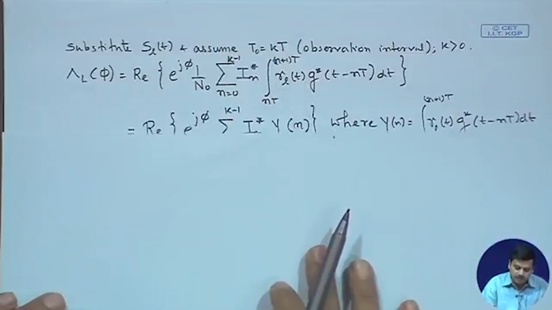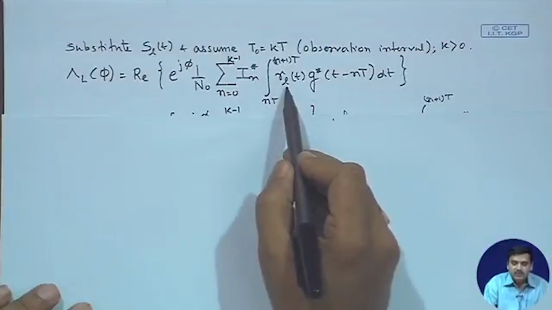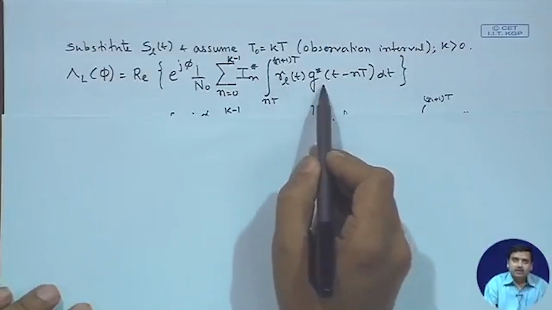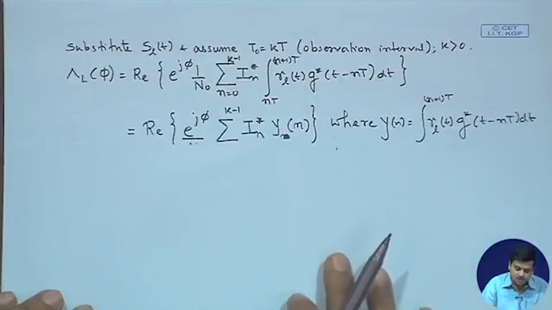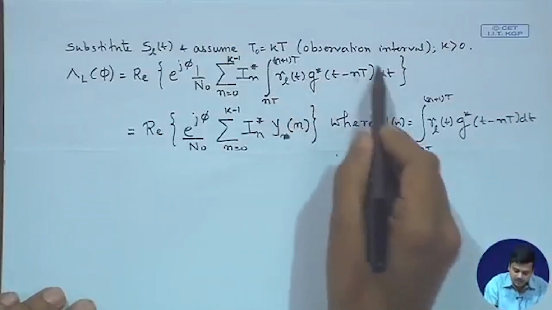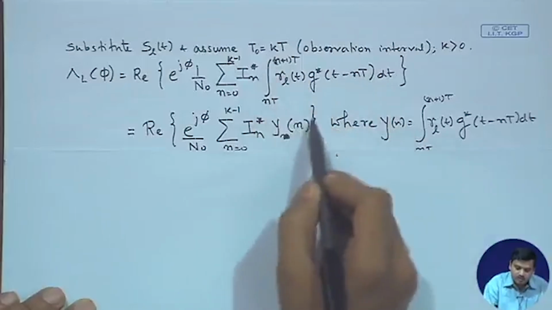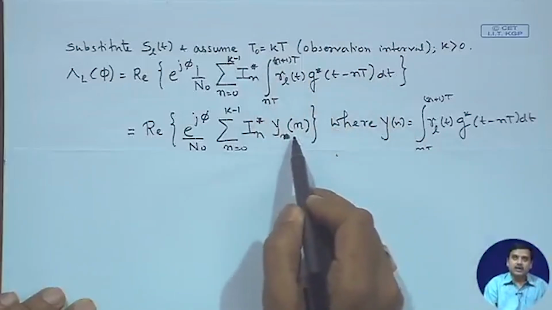Now if you carefully look at the received signal projected onto the basis function in the baseband, what you could write this component as is the output of the matched filter, which is the y n.